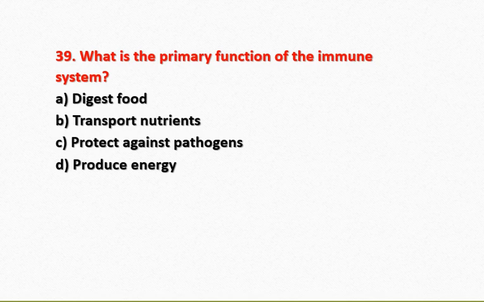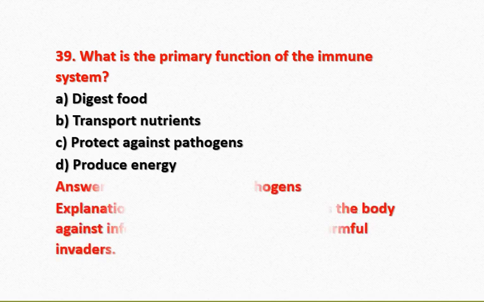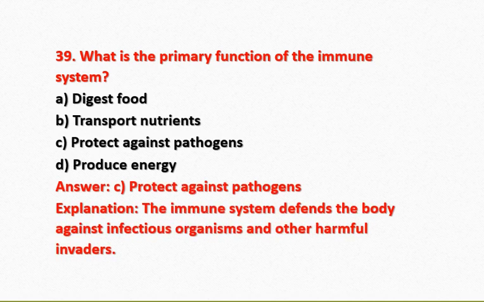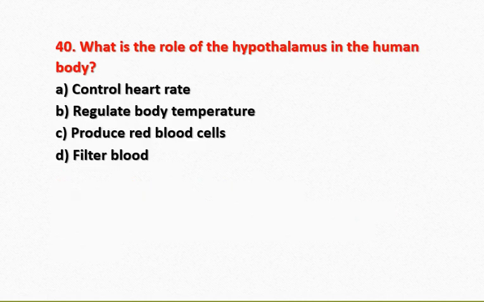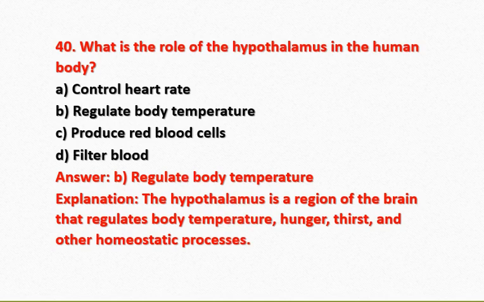What is the primary function of the immune system? Correct answer is option C, protect against pathogens. What is the role of the hypothalamus in the human body? Correct answer is option B, regulate body temperature.